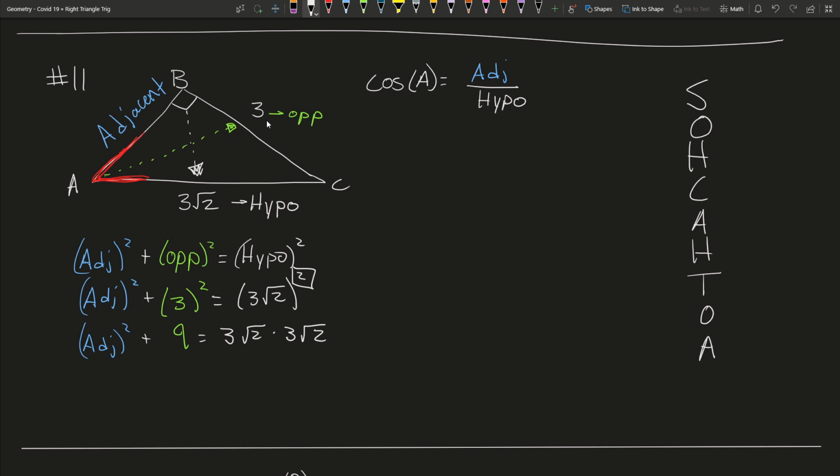And again, this is a step that you don't necessarily have to show. I'm just showing you so you actually know what's happening. Okay, and then 3 rad 2 times 3 rad 2. In order to simplify that, you combine like terms. All right, so 3 times 3, we do that first, that's 9. And then rad 2 times rad 2 just becomes 2.